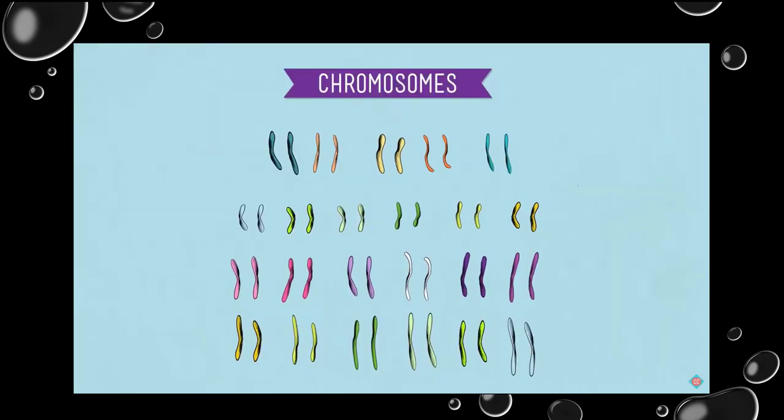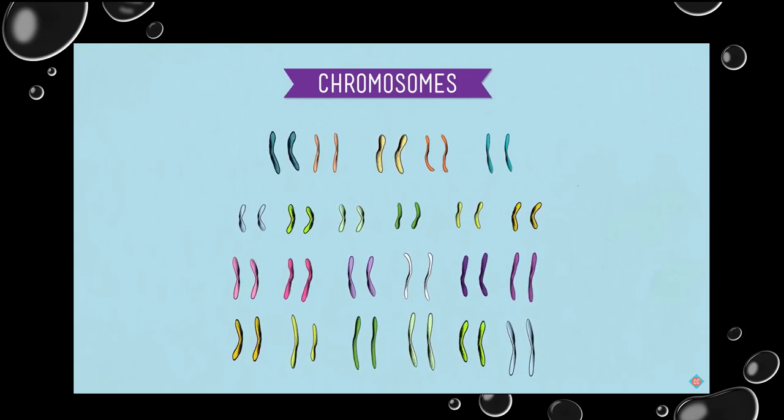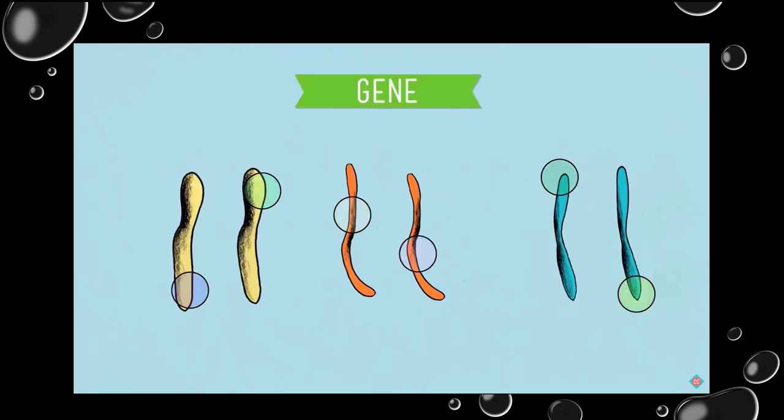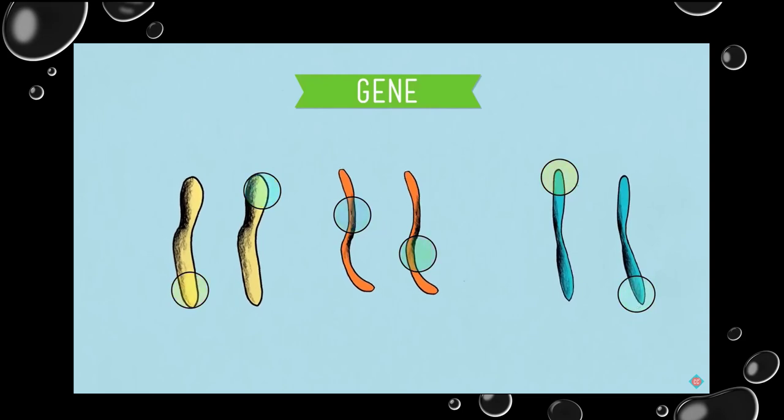So we've all got chromosomes, which are the form that our DNA takes in order to get passed on from parent to child. Human cells have 23 pairs of chromosomes. Now, a gene is a section of DNA in a specific location on a chromosome that contains information that determines a trait.